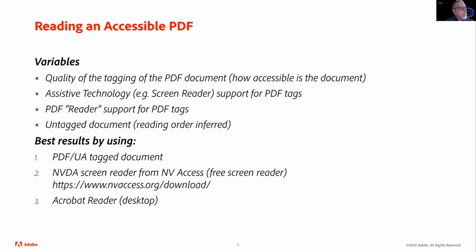What I recommend, particularly when you are testing your documents, is that for the best results you make sure that you have a fully PDF/UA tagged document. You are using the NVDA screen reader from NV Access, which is free. It's an open source screen reader, and Adobe is one of the companies that funds it, and we fund it to make sure they fully support the PDF/UA standard. And then use the Acrobat desktop reader, because we also fully support the PDF/UA standard.